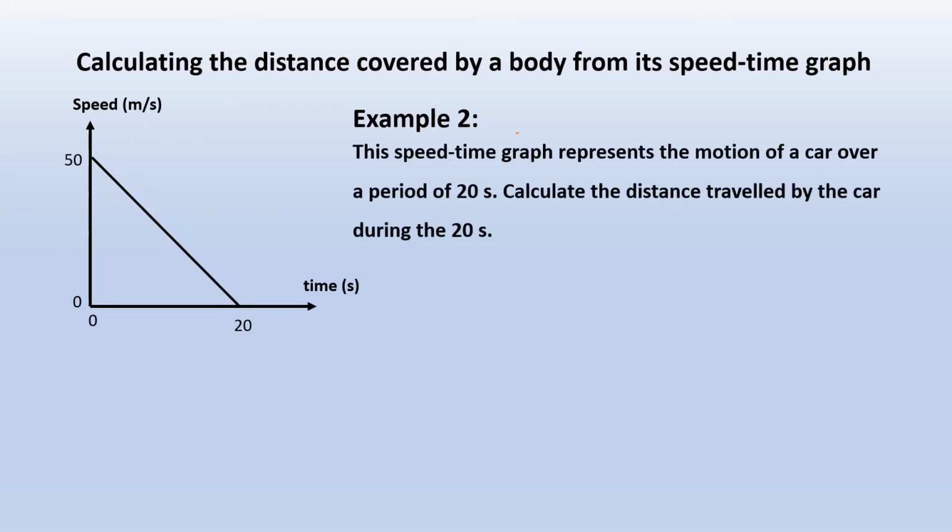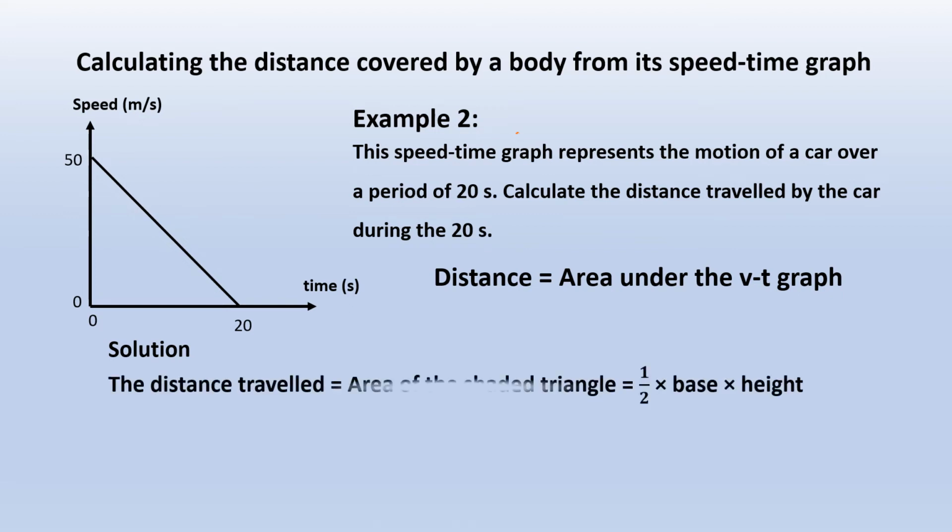This speed-time graph represents the motion of a car over a period of 20 seconds. Calculate the distance traveled by the car during the 20 seconds. We know distance is equal to area under the speed-time graph. Here we see we have a triangle. So the distance traveled will be the area of the shaded triangle.